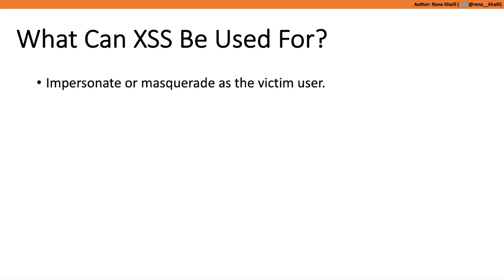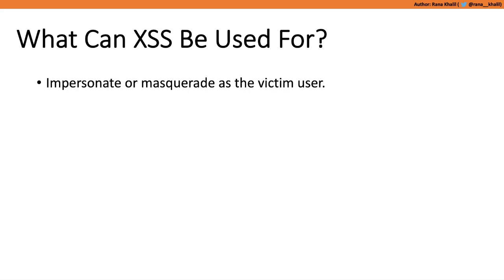Alright, now that we have discussed the three different types of XSS vulnerabilities, let's talk about what you as an attacker can do when you identify that the application you're testing contains a cross-site scripting vulnerability. The first thing that you could do, and it's the first thing that most attackers would do, is see if they could impersonate or masquerade as the victim user. This attack vector usually involves stealing the session token of the user.